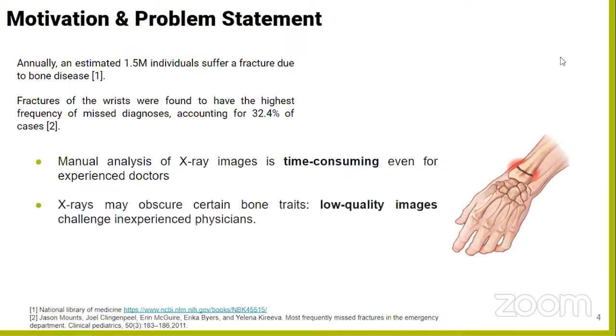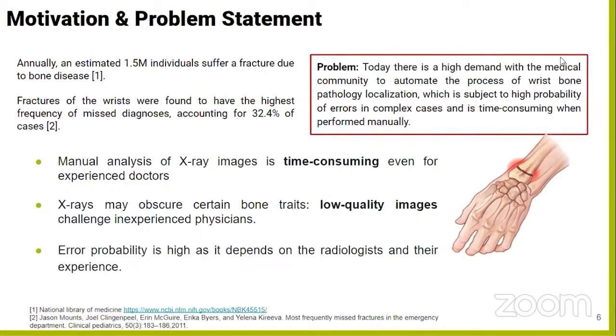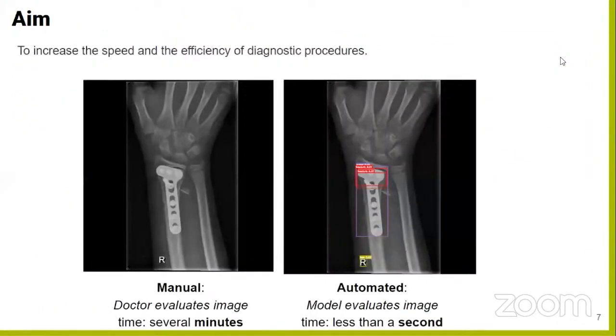Also, bad quality images may hide some important details for the diagnosis. Furthermore, the experience of the radiologists is a key factor of the error probability. All in all, the problem can be seen as the detection of wrist bone diseases is manual, time-consuming, with a high probability of errors, and that's why there is a high motivation to automate this process. So our goal in this project is to increase the speed and the efficiency of the diagnostic procedure.